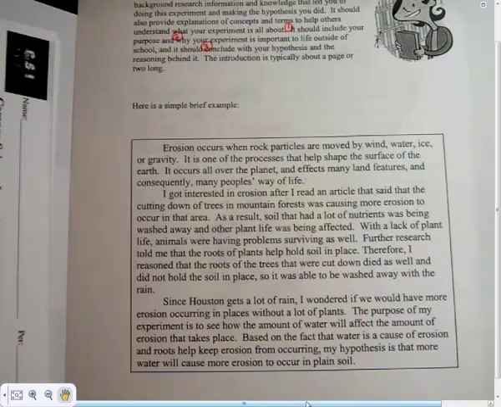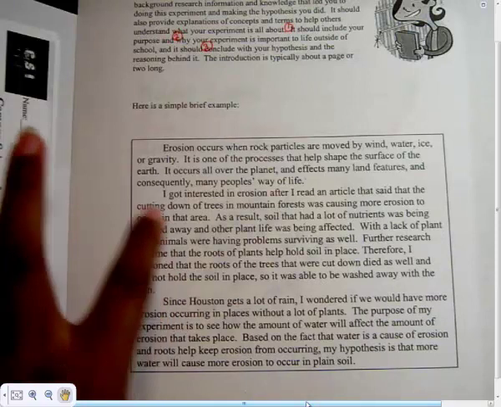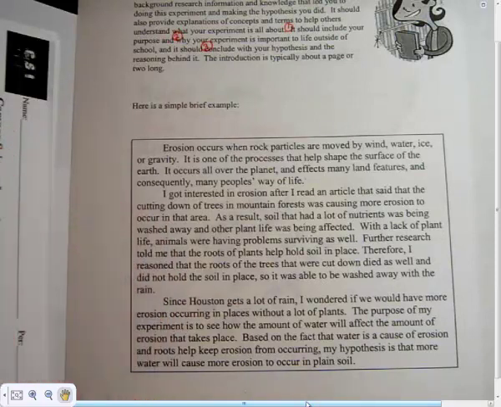The bottom part is a brief example. So if you read through this, it will give you an example of what a background information paper is like. Of course, yours should be a little longer. It should be about a page or 2 long when you write it out in your journal.